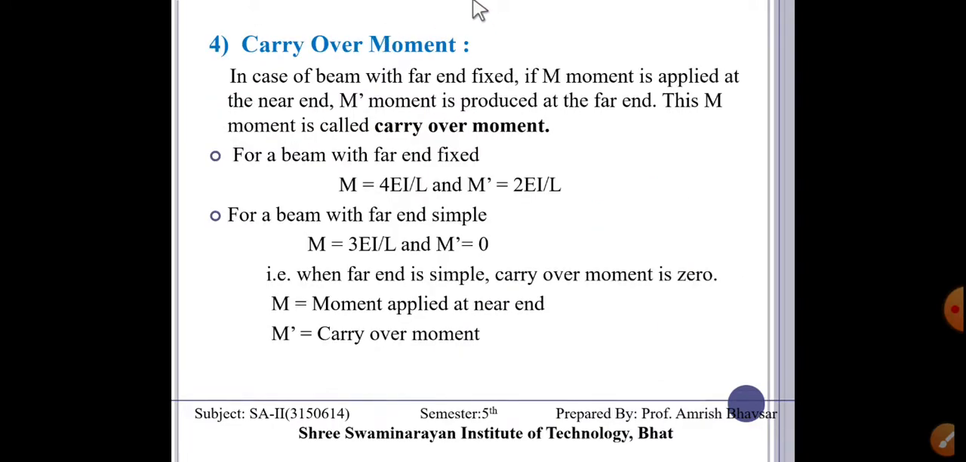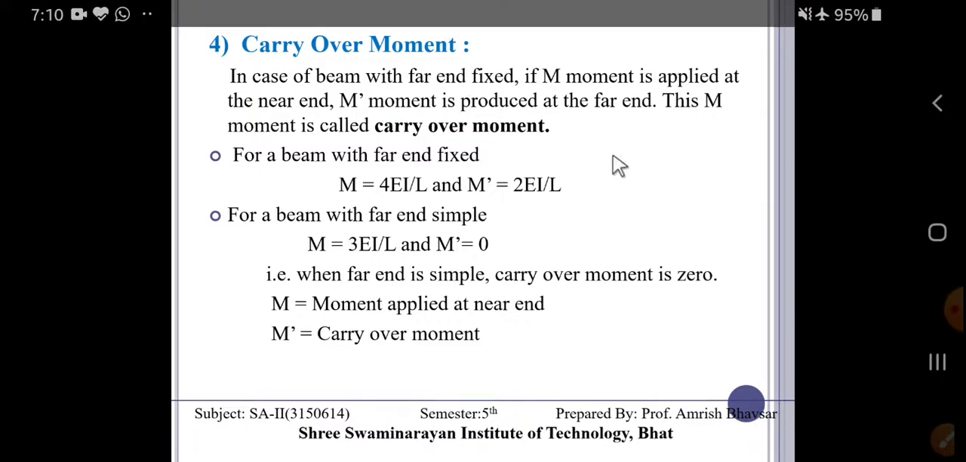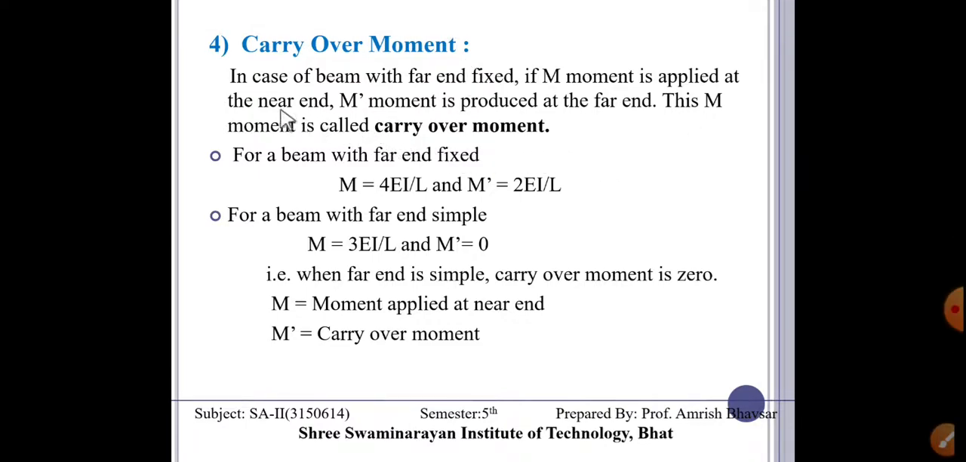Again, the most important thing is the carryover moment. In a beam with the far end fixed, if the moment M is applied at the near end, the moment M dash produced at the far end is called the carryover moment. That means we have to carry over the moment to the next end according to the end condition. For a beam with the far end fixed, M is 4EI upon L and the far end M dash is 2EI upon L, but if it is simple, then the moment is 3EI upon L and 0.